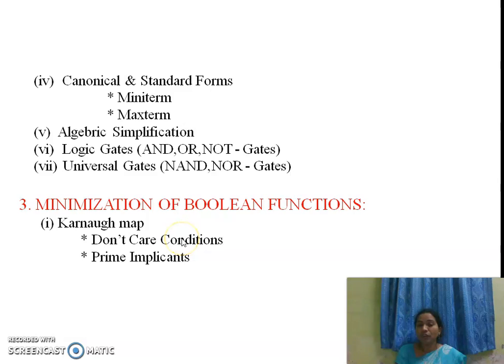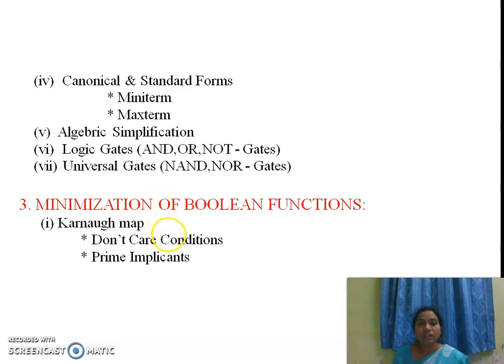So this is your overall first unit syllabus. You should learn in a systematic way, then it will become easy to understand. The first unit is a basic unit. If you know the first unit well, then we can easily understand the remaining second unit and third unit, because the first unit is the basic unit.